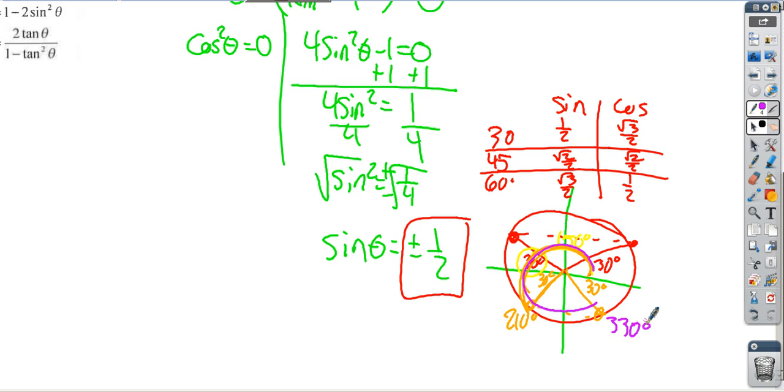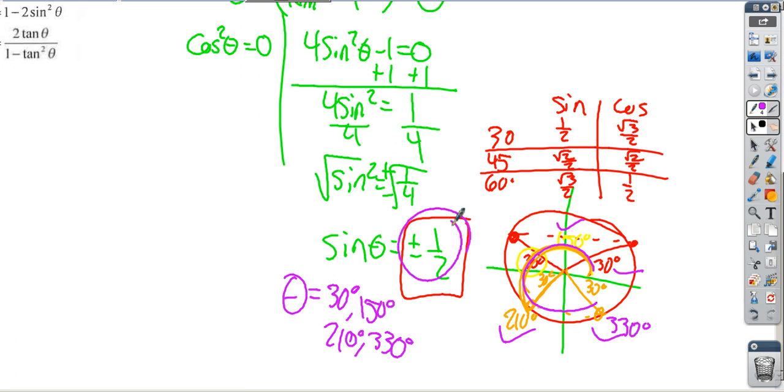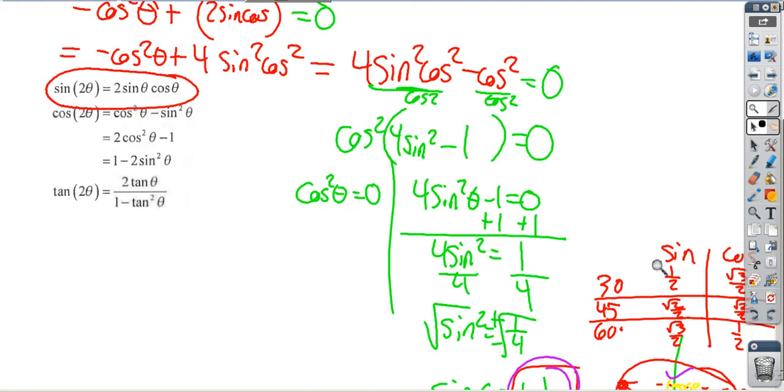Okay, so you're going to have 4 answers from this. You have 30, which is here, 150, 210, and 330. So 30, 150, 210, and 330. Those are all the different ways that we can make sines of either positive or negative 1/2. So we have 4 solutions coming from that, and then we'll have, looks like at least 1, maybe 2 solutions from here.